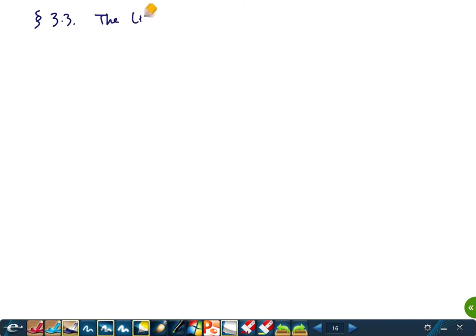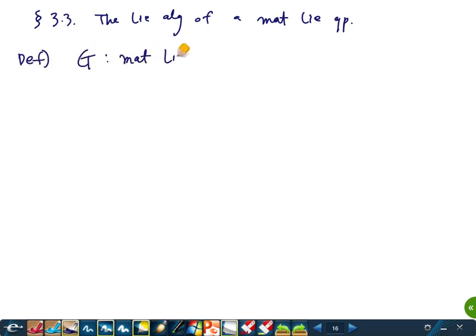The Lie algebra of a matrix Lie group. Definition. So let's say G is a matrix Lie group, but what's the definition of a matrix Lie group? It's a closed subgroup of GL, capital GL n C, the general linear group. Whenever we have a matrix Lie group, we define a corresponding Lie algebra.